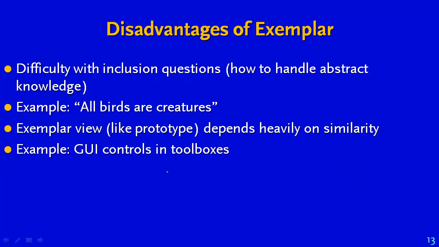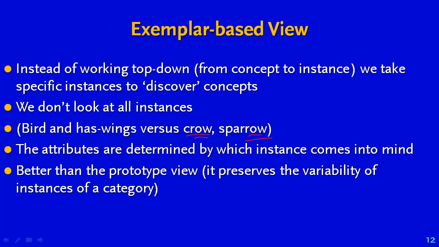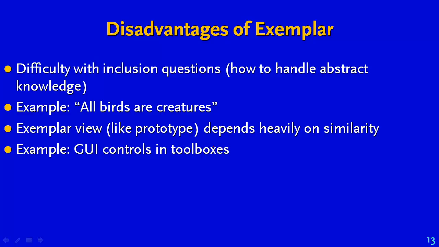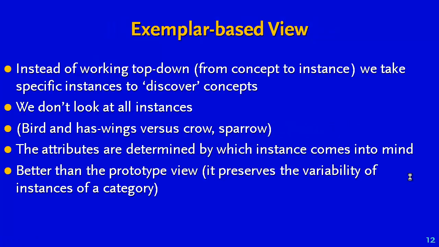Okay. The disadvantage of exemplar is that it's very difficult to handle abstract knowledge. If your whole world is talking about crows and sparrows, it's very difficult to say that all birds are creatures. The whole point is that it depends on similarity, the similarity between crows and sparrows, for example.